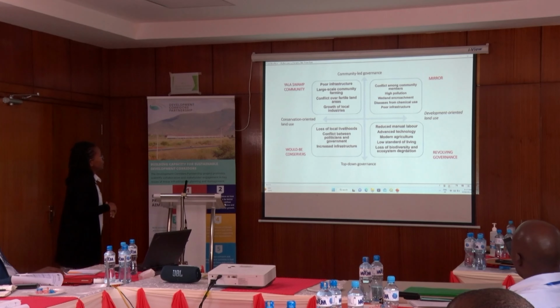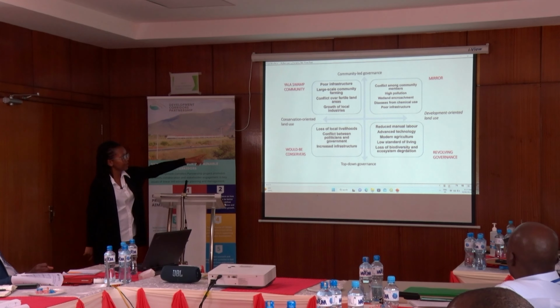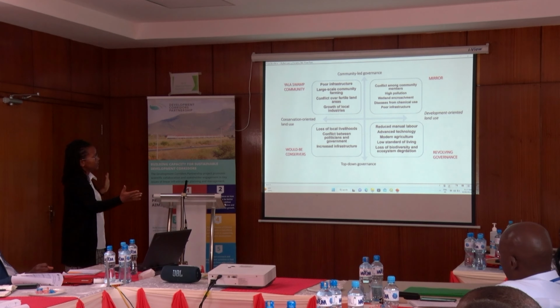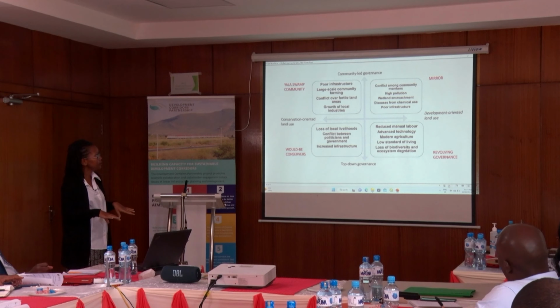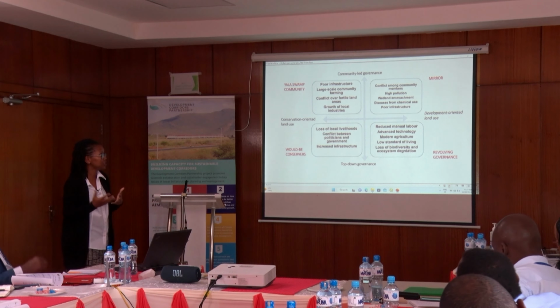Yeah, so this is now what came out. I won't explain each one in detail, but just to touch on them. So this is group 1. They had governance and land use. They said on one extreme you could have conservation-oriented land use. On the other extreme, you could be fully development-oriented. These are the 2 when it comes to land use change. In terms of governance, it could either have top-down, where government is controlling everything, and community-led governance, where now the community are more in charge.